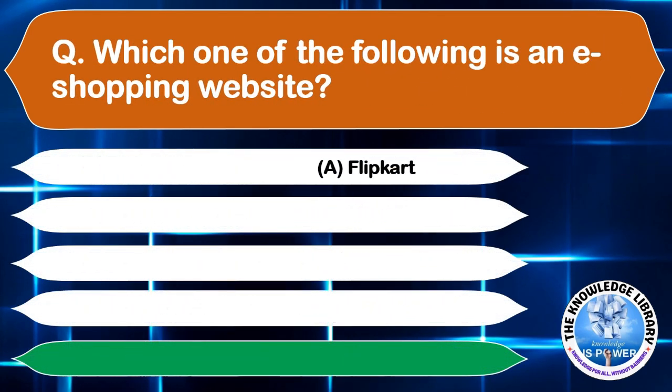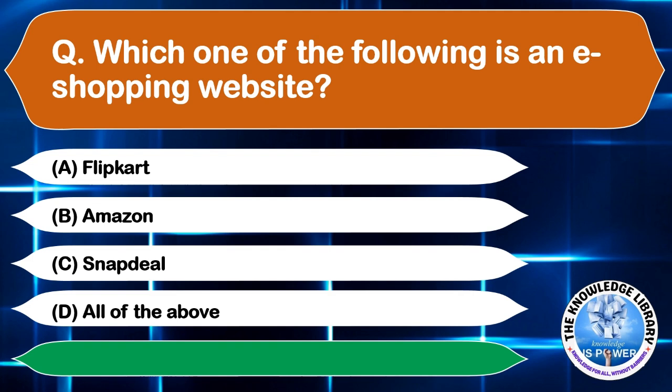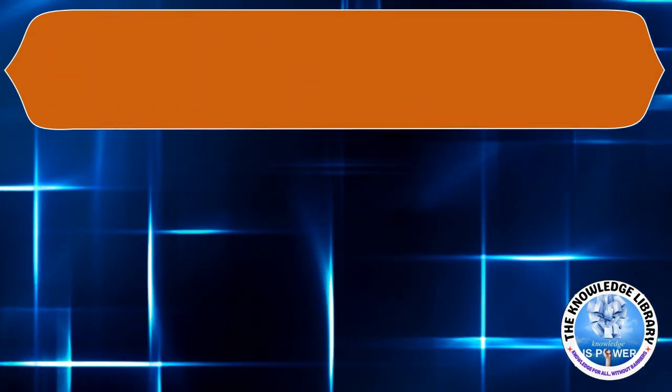The next question is which one of the following is an e-shopping website? Option A Flipkart, option B Amazon, option C Snapdeal, option D all of the above. The correct answer is option D all of the above.